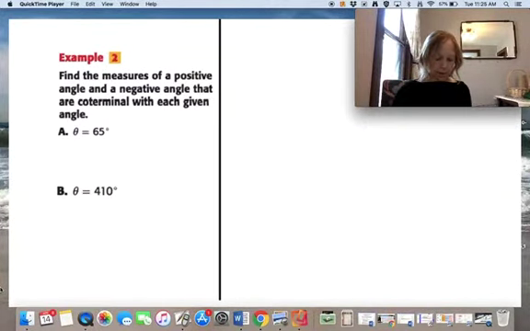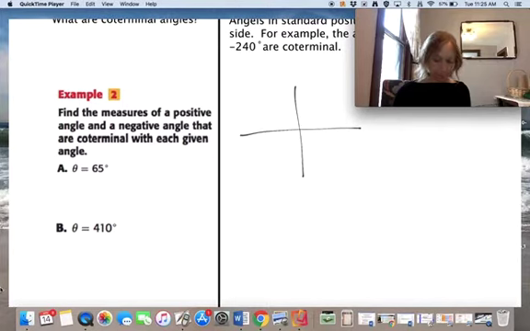So it says find the measures of a positive angle and a negative angle that are coterminal with each given angle. Once you get good at these, you probably won't have to draw it out, but for every single example today, I am going to draw these out. And I suggest that's what you do. If you have questions about homework, first thing I'm going to say is, did you draw it out? Because if you draw it out, it usually comes to you pretty quickly. All right, 65 degrees. That puts us right around here.